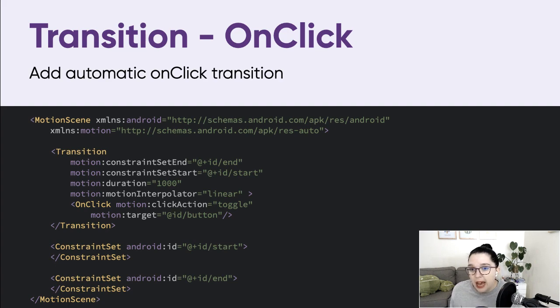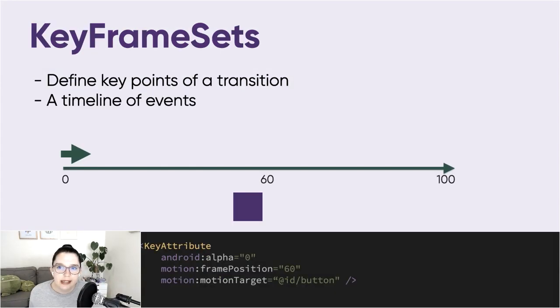And animating between the two. Another deeper thing that we can look at, and we'll show an example in the motion editor, is KeyFrameSets. This is probably one of my favorite features of motion layout. It allows you to define different key points of a transition, and it basically assumes that a timeline of events is happening. So you can assume that at 0, we are starting out our transition, and at 100 is the end of our transition. So that is the sort of frame positions that we have. And now what I want to do is, in my animation, at 60% of my animation, I want to define that the alpha of my button should be fully invisible by that time.